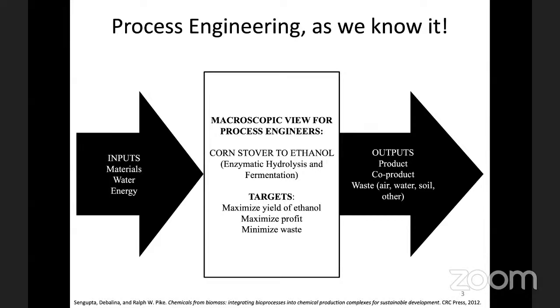If you look at the overall macroscopic view of process engineers, we see corn stover to ethanol, which is the enzymatic hydrolysis and fermentation. And our targets would be to maximize the yield of ethanol, maximize the profit from this entire process, and minimize the waste. So you have input materials, input water, and input energy. And then you have outputs of product, co-product, and waste. And this waste can go to either air, water, soil, or other medium.